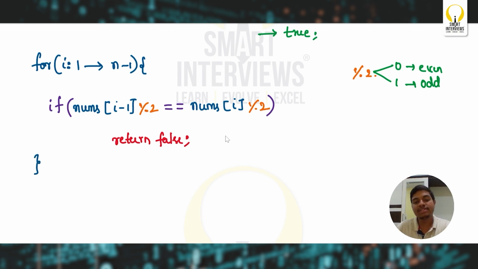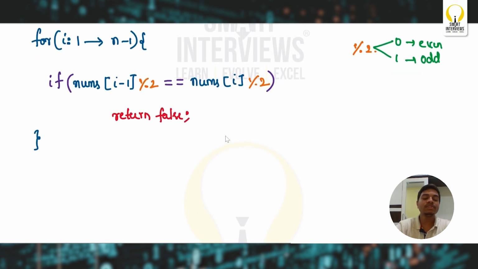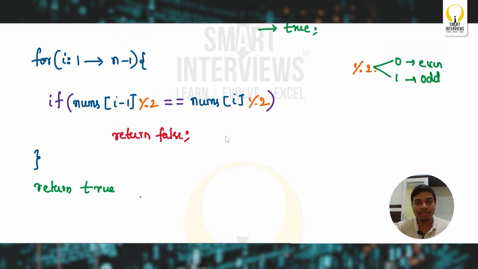Yes, after completion of this checking process for the entire n minus 1 pairs, if no pair satisfies this condition, saying that nums of i minus 1 mod 2 is equal to nums of i mod 2, you're going to return true. Yes, because the entire array is satisfied. So return true. Yeah. So finally you're going to return true if none of these encounter this condition in the loop. Yeah, I hope that is clear for everyone.